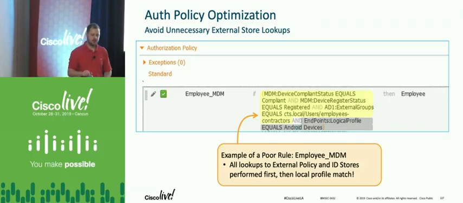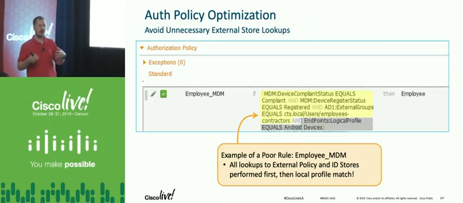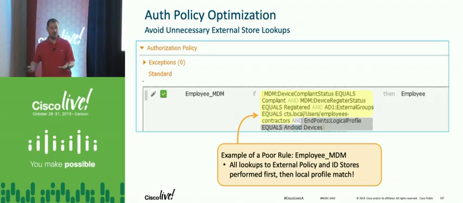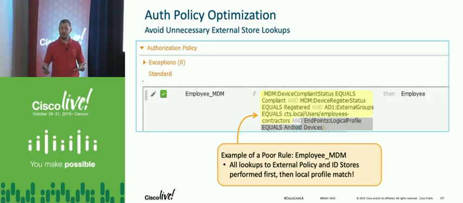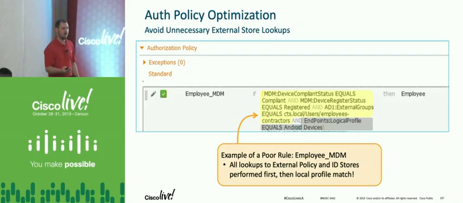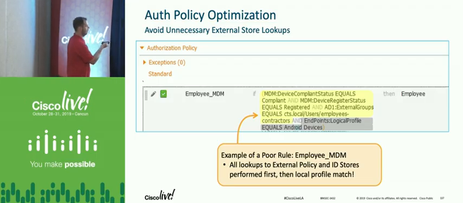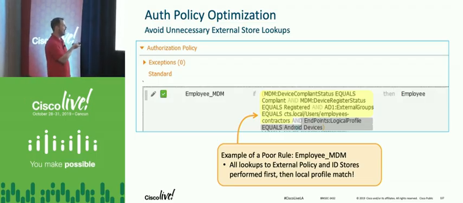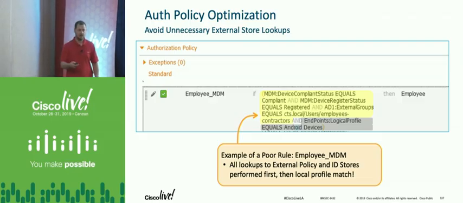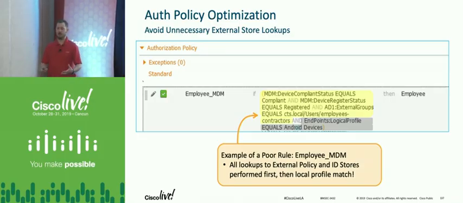Authentication policy optimization. We do see over time, as deployments grow, authentication and authorization policies seem to grow too. If you're not careful, as you're adding more and more rules, you can end up with some bad rules that sit there that actually affect the overall global deployment. In a sample rule like this, we've got an external check with MDM that's happening every time before we ever evaluate a local piece of condition or criteria.